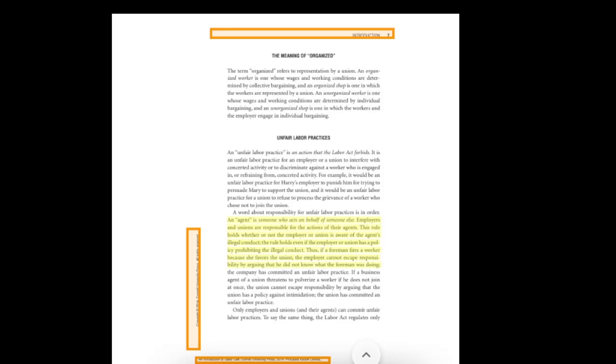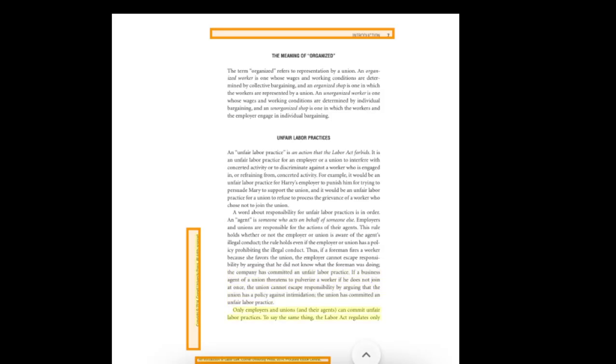Thus, if a foreman fires a worker because she favors the union, the employer cannot escape responsibility by arguing that he did not know what the foreman was doing. The company has committed an unfair labor practice. If a business agent of a union threatens to pulverize a worker if he does not join at once, the union cannot escape responsibility by arguing that the union has a policy against intimidation. The union has committed an unfair labor practice.